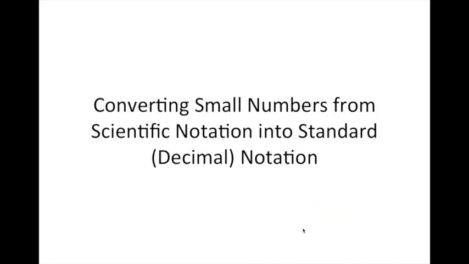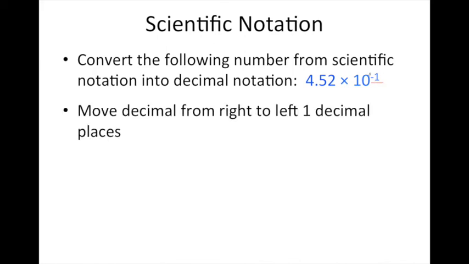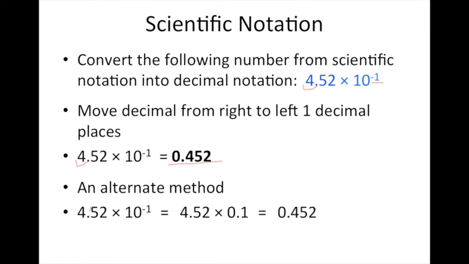And finally, let's look at how to convert very small numbers, those with negative exponents, from scientific into standard notation. So if we had 4.52 times 10 to the minus 1, well, to get into scientific notation, we moved it from left to right, if you recall. So here we're going to move it from right to left 1 space. If we move it from right to left, we get 0.452. Alternately, of course, you could take 4.52 and multiply it times 0.1 and get the same answer.